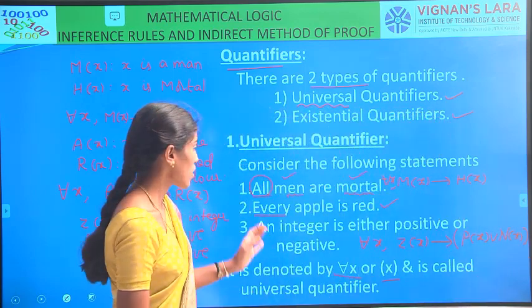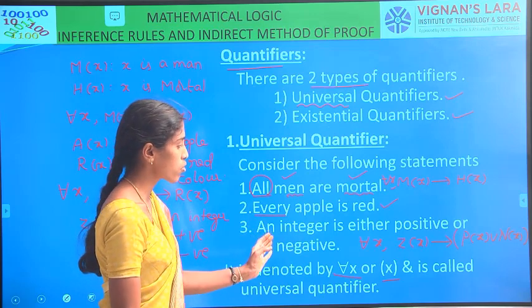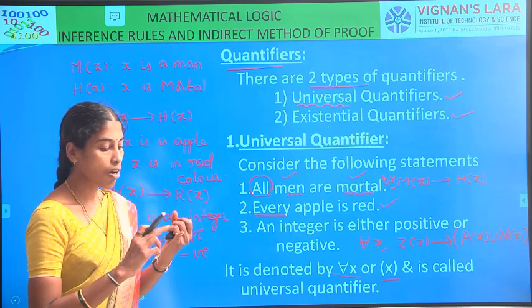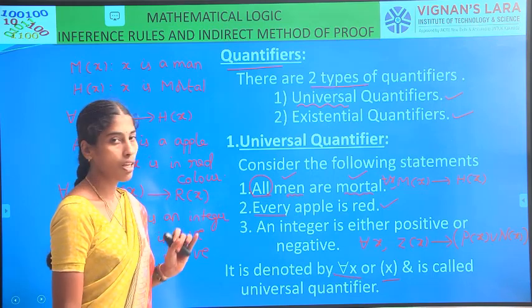Like that, we represent each sentence by using the predicates and also the quantifiers. So if the given statement consists of all or every, then we use the universal quantifier.